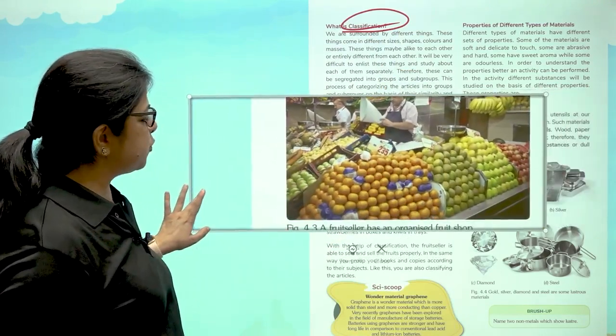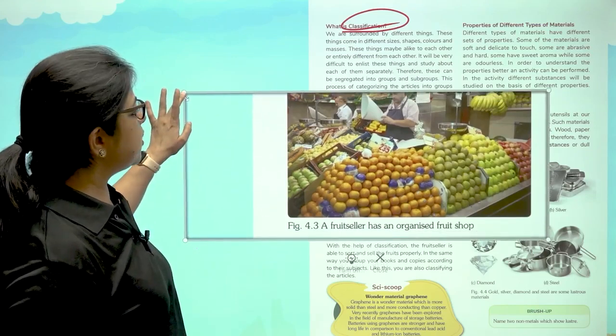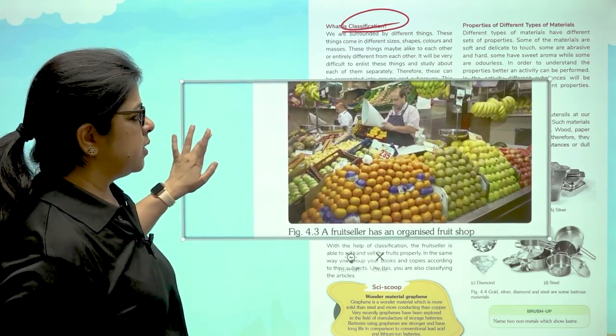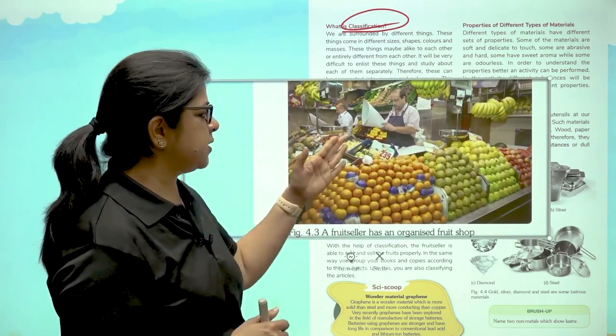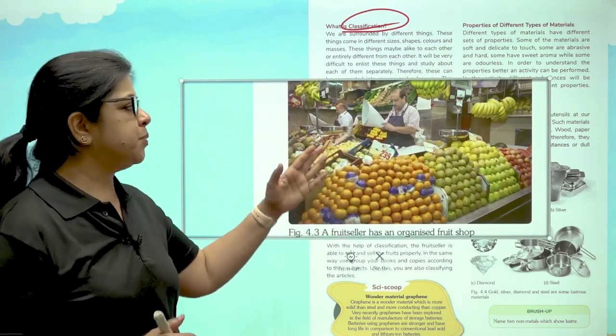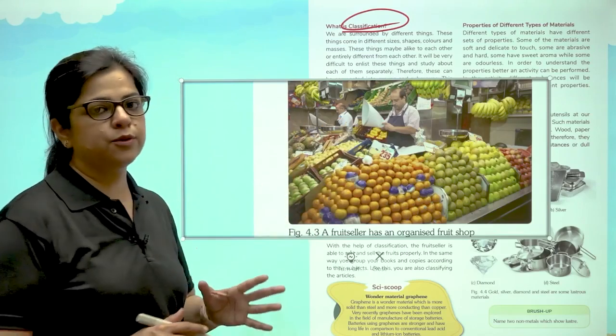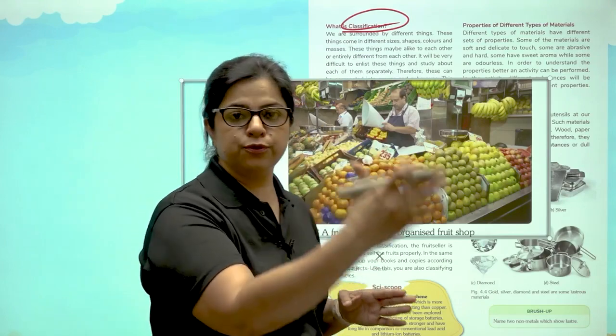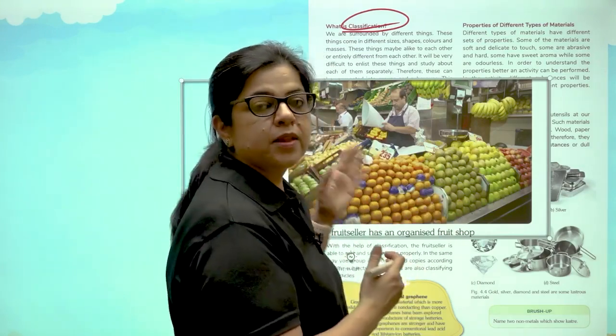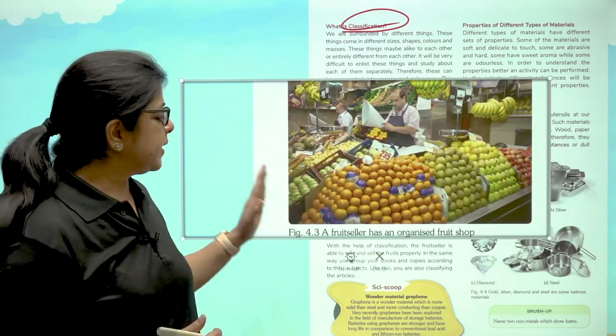Now the shop of this fruit seller is clearly organized very beautifully. If you look at it closely, you will know that he is selling oranges, apples, green apples, bananas and so many other fruits. This is because he has kept all the different kinds of fruits separately. Now what is happening here, children?